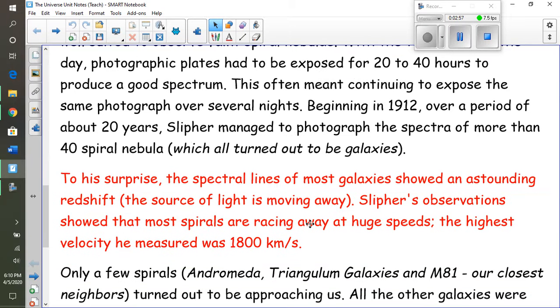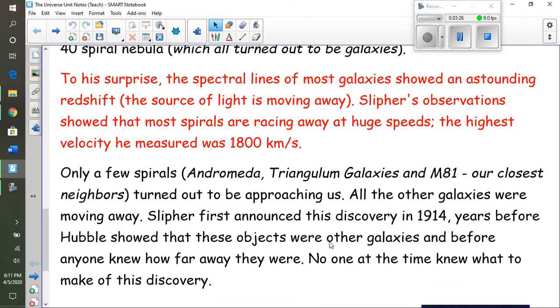So what Slipher found, though, is that the spectral lines of most galaxies, at this point, I think we're starting to figure out they were galaxies, showed a very large redshift. That meant that the source of light was moving away. And Slipher's observations showed that most spirals were just racing away at velocities up to 1,800 kilometers per second. That's fast. A few spirals, such as the Andromeda, and some other things in the local group, are approaching us, so there's a blue shift, but all the other galaxies were moving away.